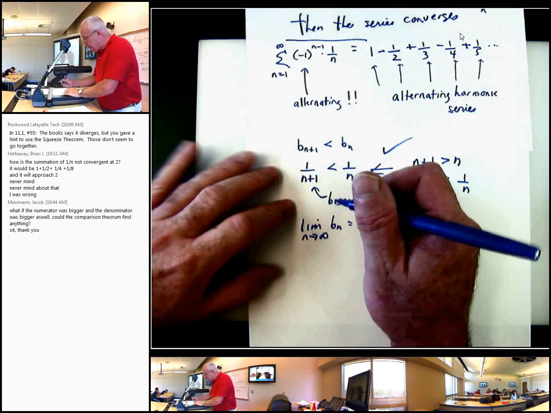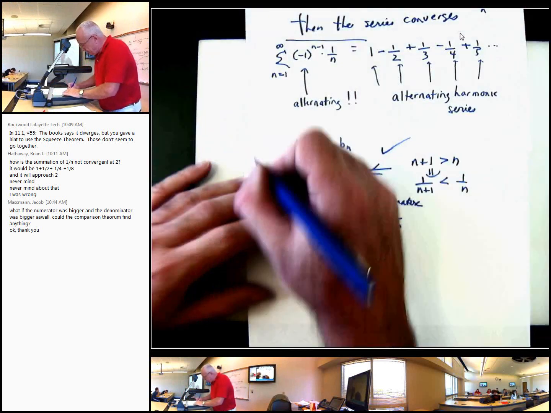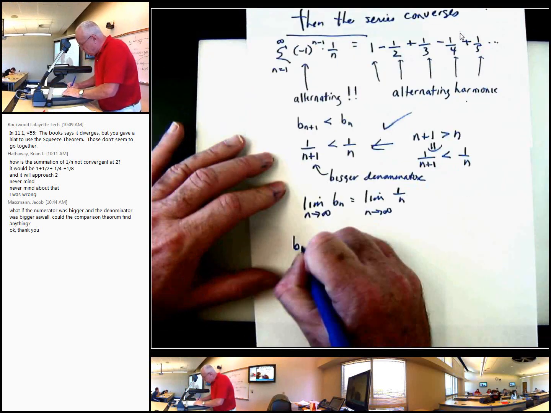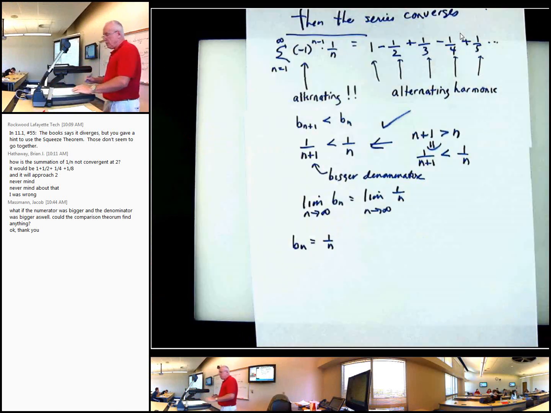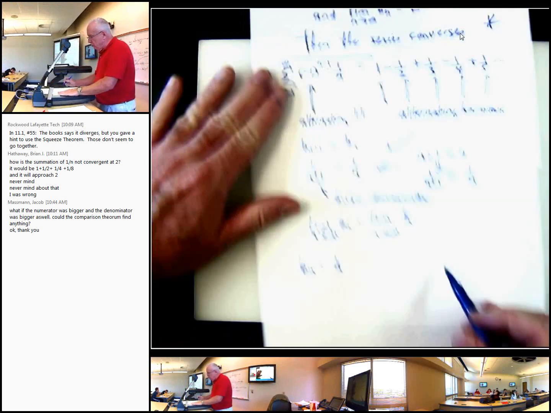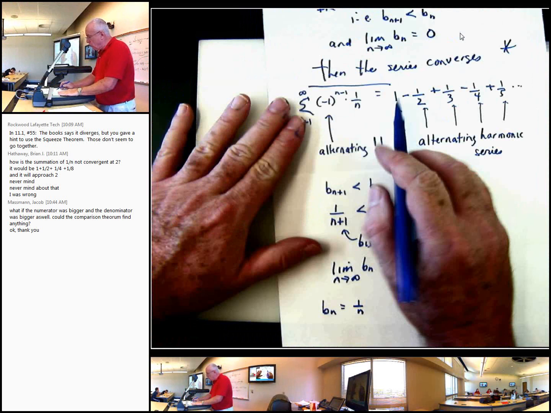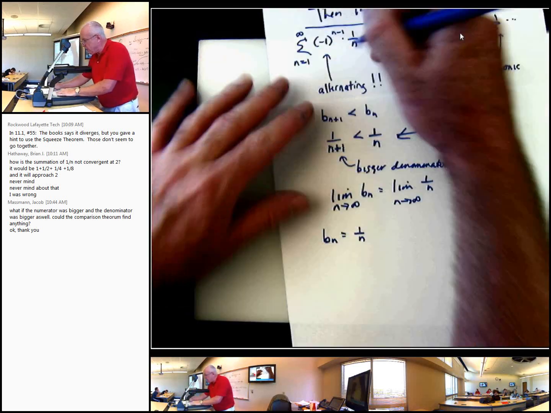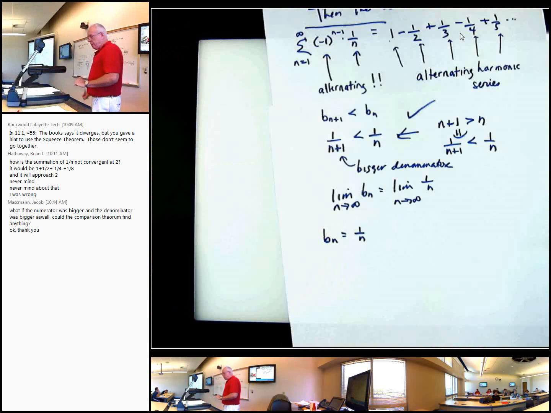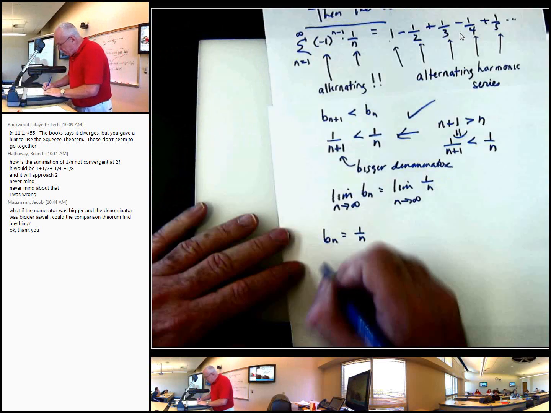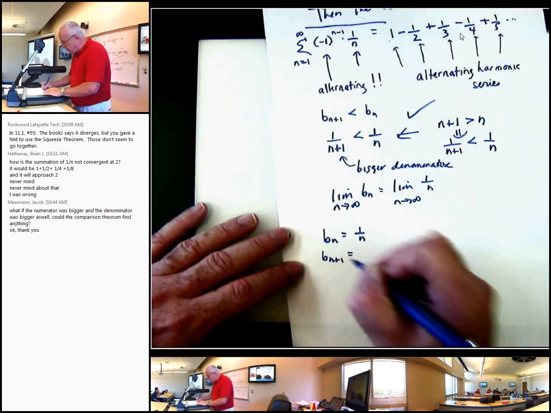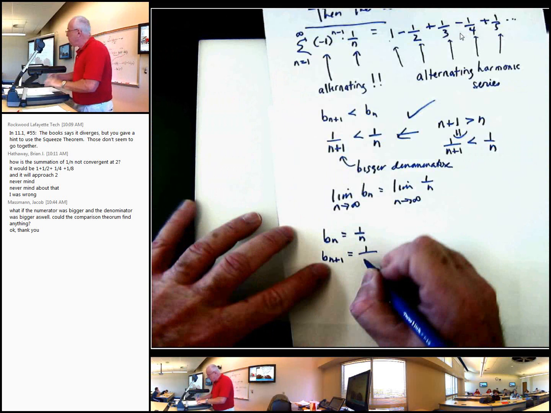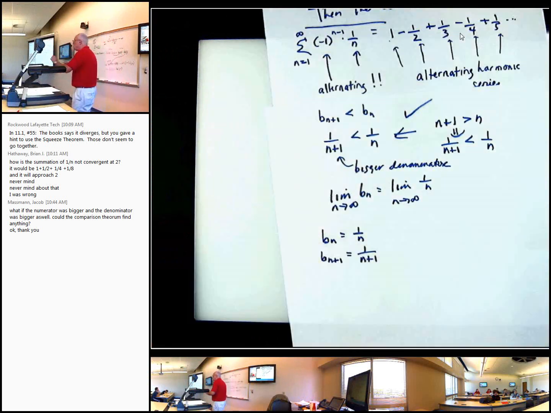In this case here, what is our Bn? Bn is equal to 1 over n. See, our terms are 1 over 1, 1 over 2, 1 over 3, 1 over 4. So our Bn is 1 over n. So b sub n plus 1, if we just plug in n plus 1, is 1 over n plus 1. Are we okay with that?